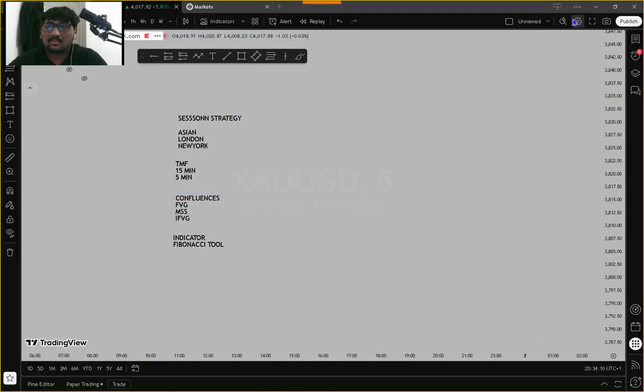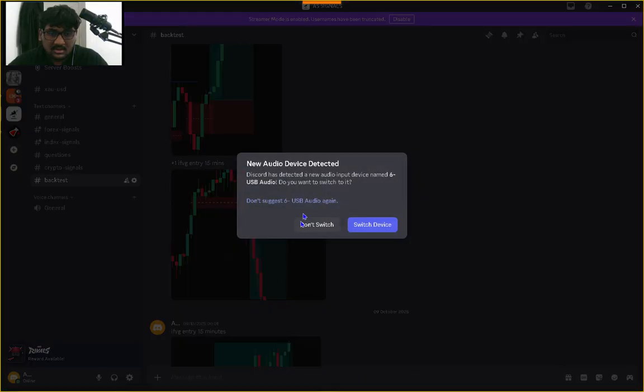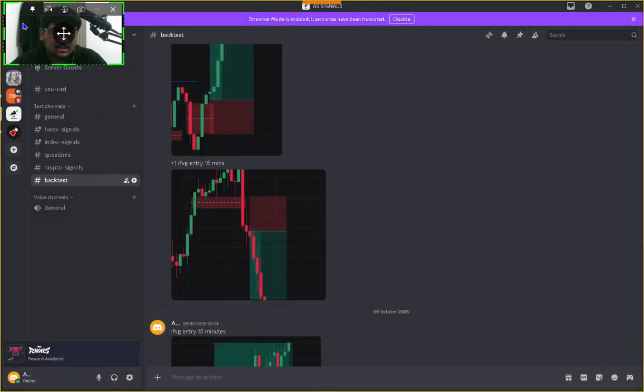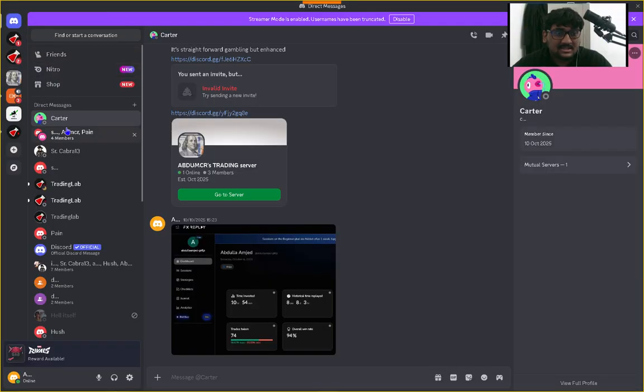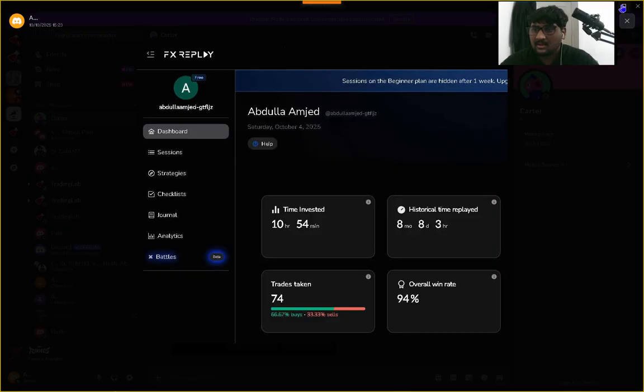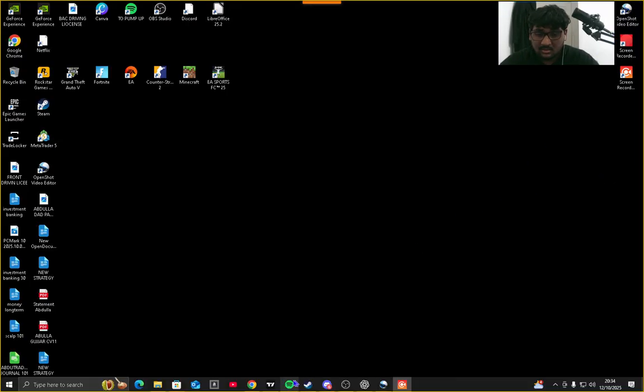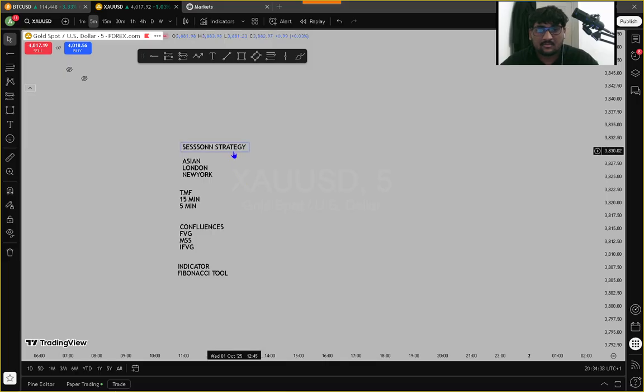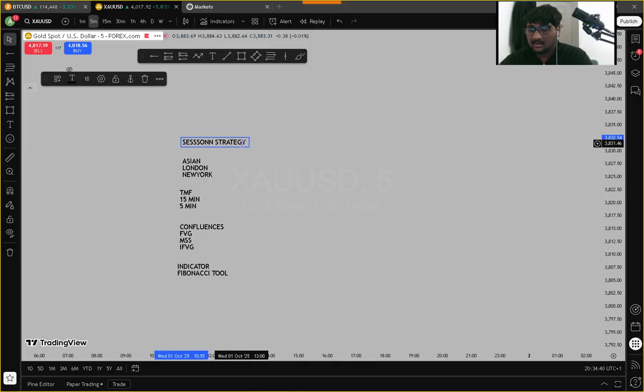Most of you will be asking, bro, does this actually work or no? I'll show you right now in a bit. Let me just open my Discord. I have back tested this strategy. Let me just move my camera to here. I've back tested this strategy and you guys can see the results. I took 74 trades and my overall win rate was 94%. I'll show you my back test I've been doing.